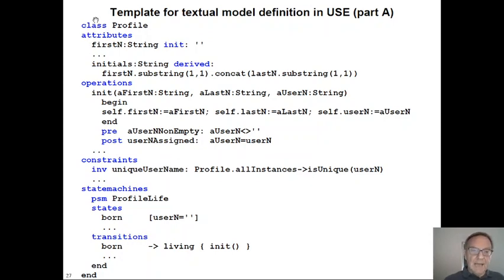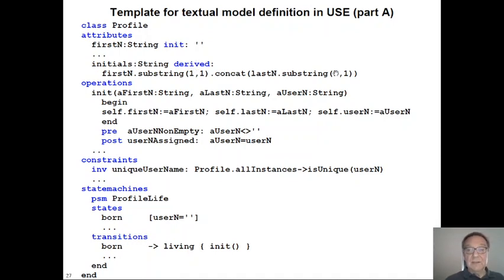So a class is defined in use with a keyword class. It's ended by a corresponding end here. A class has attributes, a class has operations, a class has constraints, and a class can have state machines. These are the compartments of a class. An attribute has a name, a data type. It can have an initial value, and an attribute can be derived.